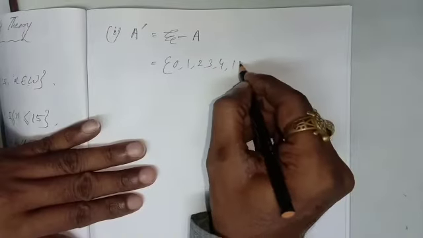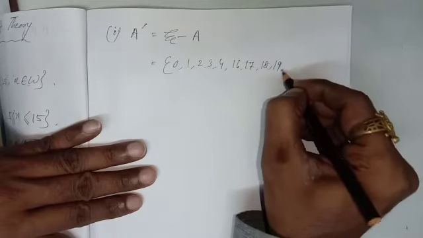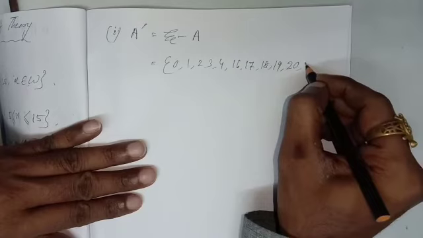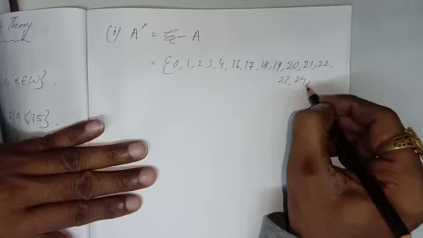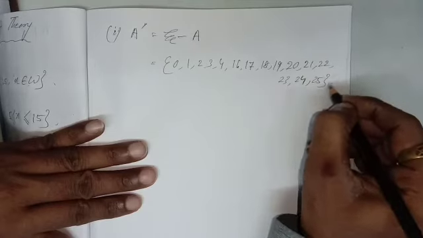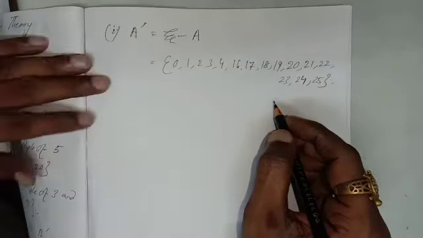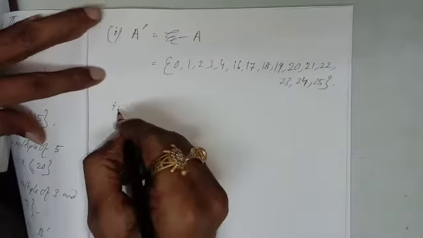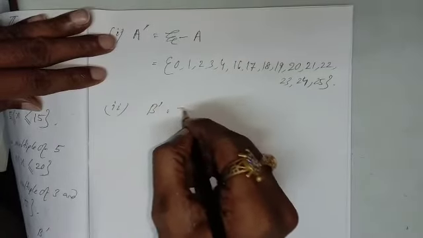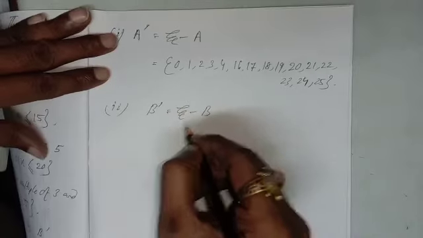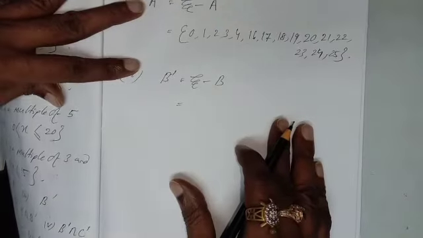That means 16, 17, 18, 19, 20, 21, 22, 23, 24 up to 25. This is called A complement. A complement means universal set minus A set. Next, the second part, they are asking to find B complement. B complement means universal set minus B set.